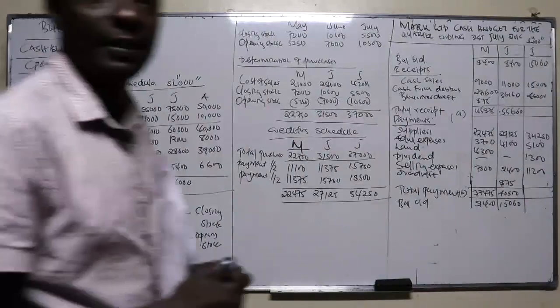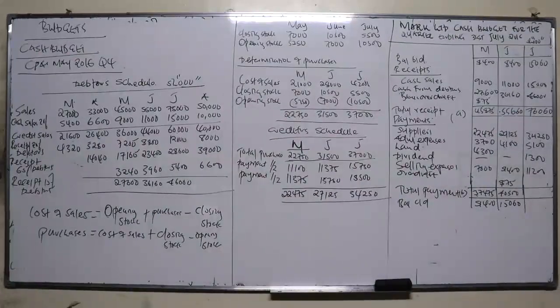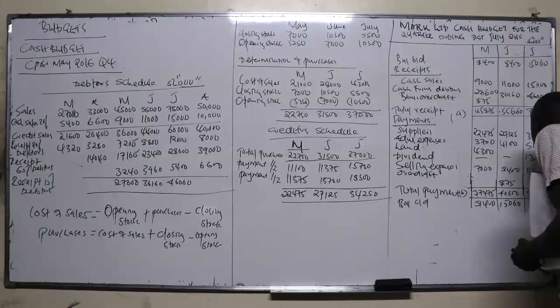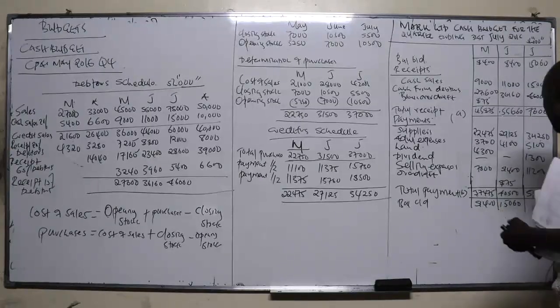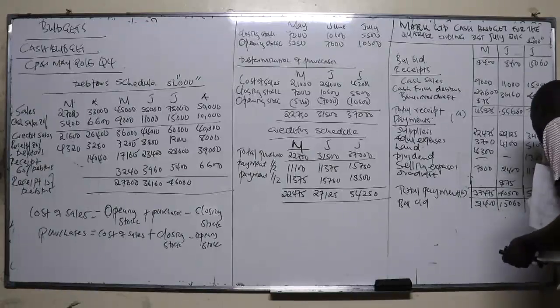760 payments. $51,850. And then it is 24 to 10, isn't it?